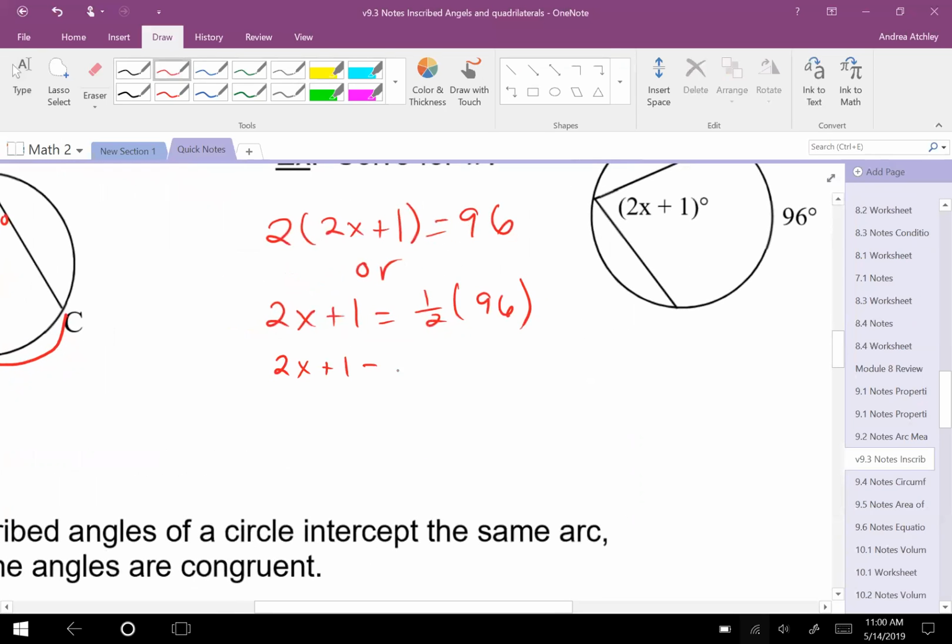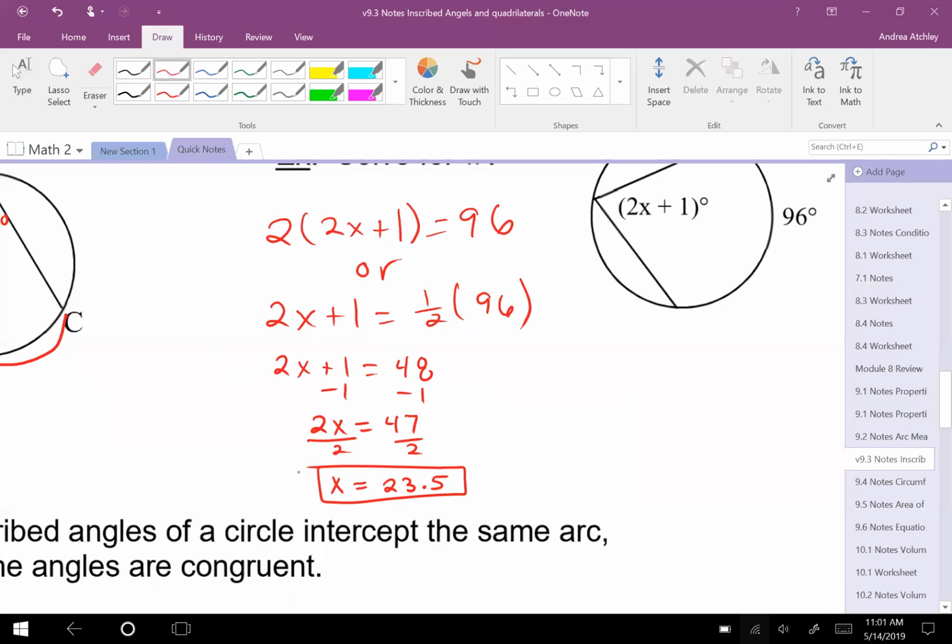2x plus 1 is equal to 48. I'm going to subtract 1 and get 2x equals 47. I'm going to divide by 2, and I get x equals 23.5. Any questions over that?